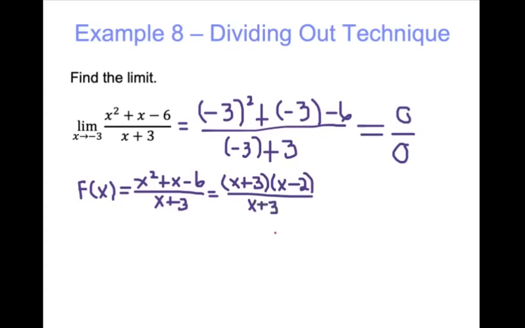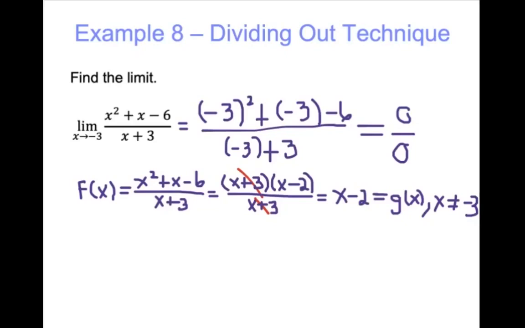And then we can cross out common factors on the top. So we cross out the x plus 3. And we're left with x minus 2, which is equal to g of x whenever x is not equal to negative 3. So notice that f of x and g of x agree at all but one point.